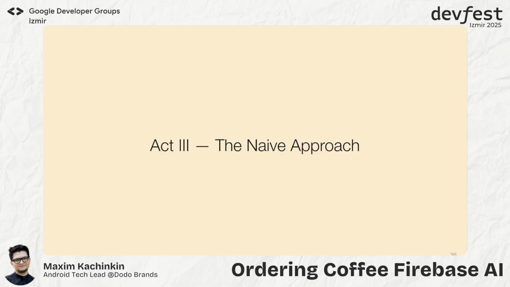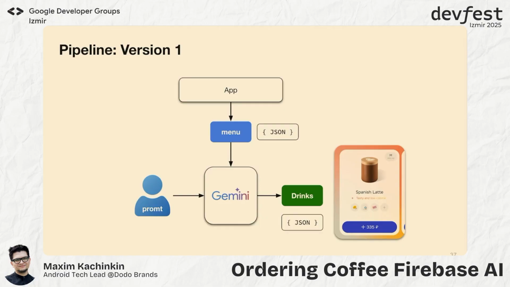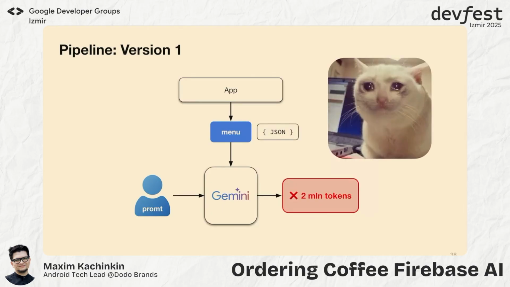So that's it for the API docs and stuff. Let's look at the actual solution and let's see how we did it wrong the first time. This is our first version, the obvious one. We get the prompt, we get the menu from our app in JSON, and give all of it to the Gemini model and expect to get a drink. But no, Gemini says, oops, I cannot do this.